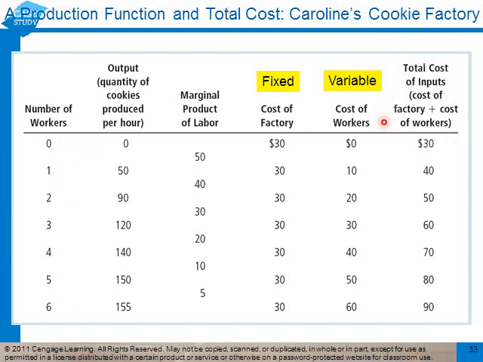Okay, so what is the total cost of inputs? It's the fixed plus the variable. So 30 plus 0 is 30. So this is the total cost if you don't produce anything, and production is 0. If you have 1 worker who produces 50 units, the total cost is the fixed and the variable. So 30 plus 10, 40. 30 plus 20, 50. 30 plus 30, 60. 30 plus 40, 70. So this is the total cost, and this is what you saw in the previous chart.